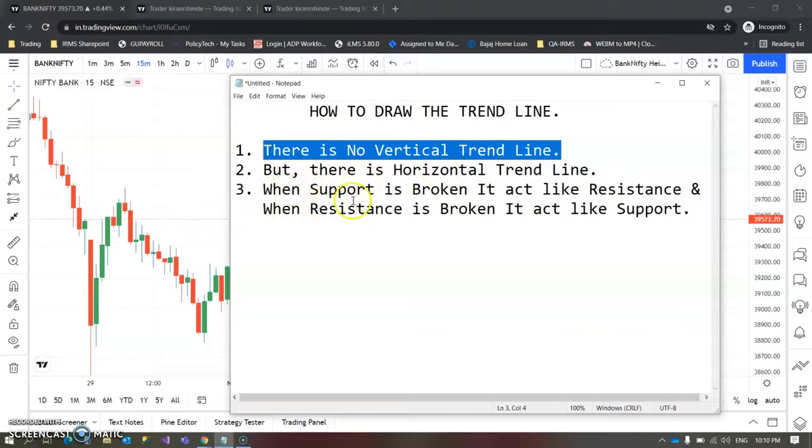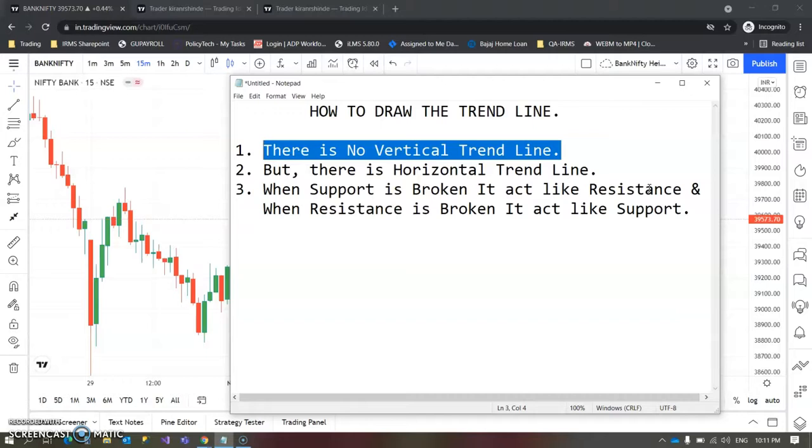Another important point regarding trend lines is when a support is broken. When a trend line which is acting as a support is broken, it would start acting as a resistance. And whenever a trend line which is acting as a resistance is broken, it would act like a support. We would see an example of this, or you might have also seen it in my previous post. I would show it again one more time, and let us see how to draw the trend line.